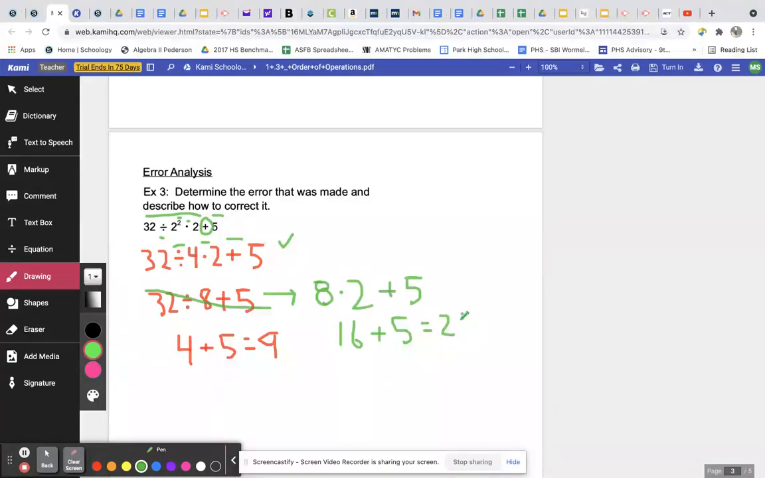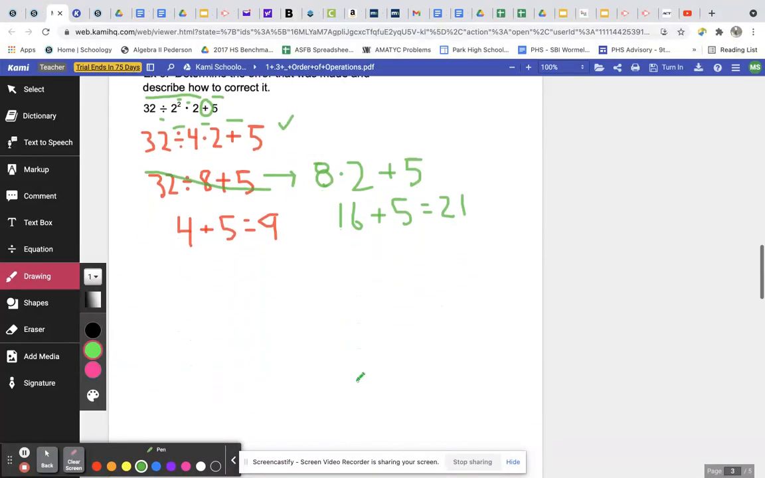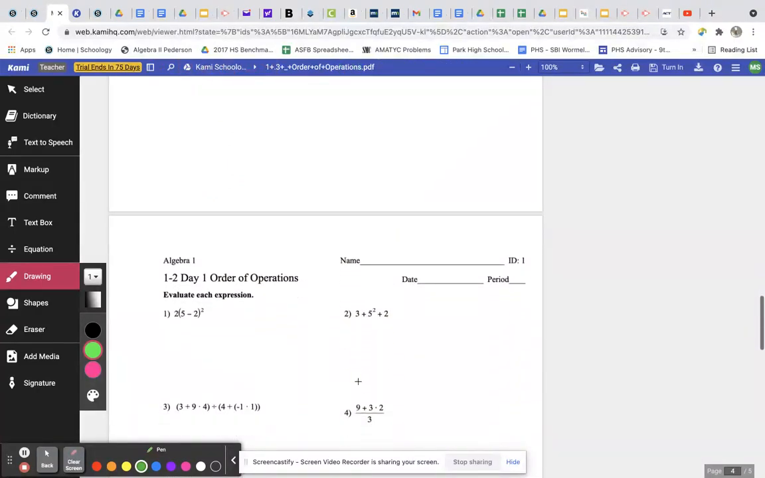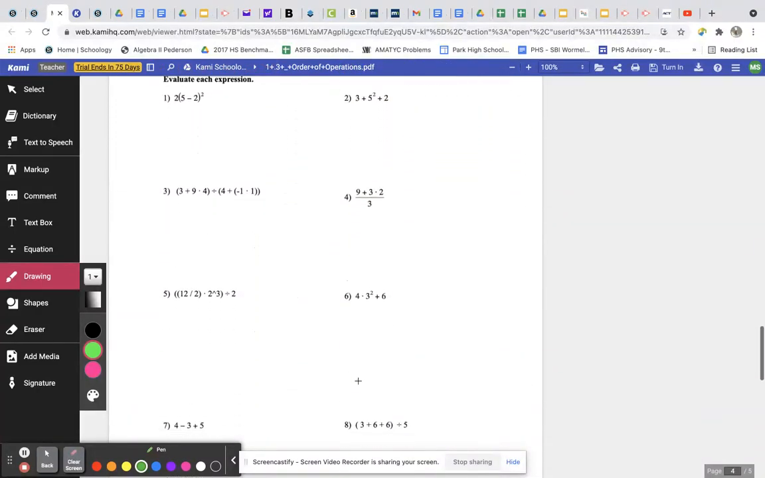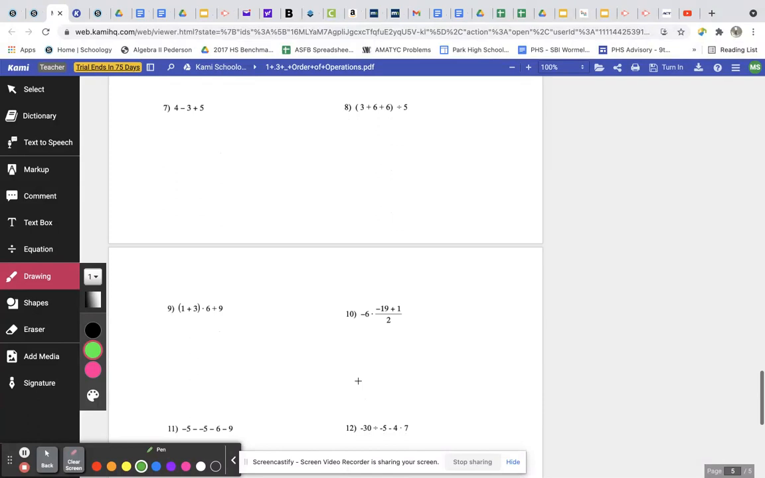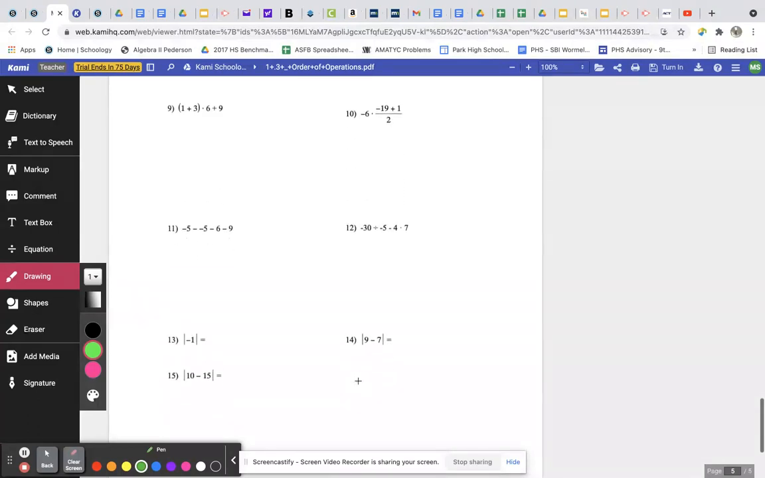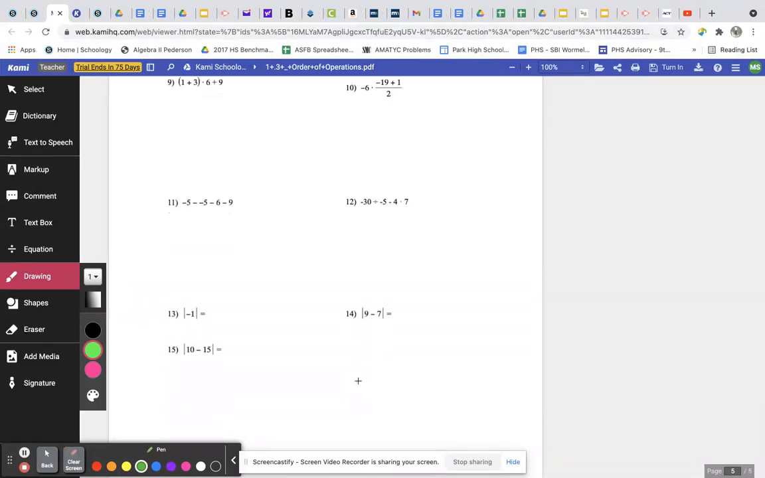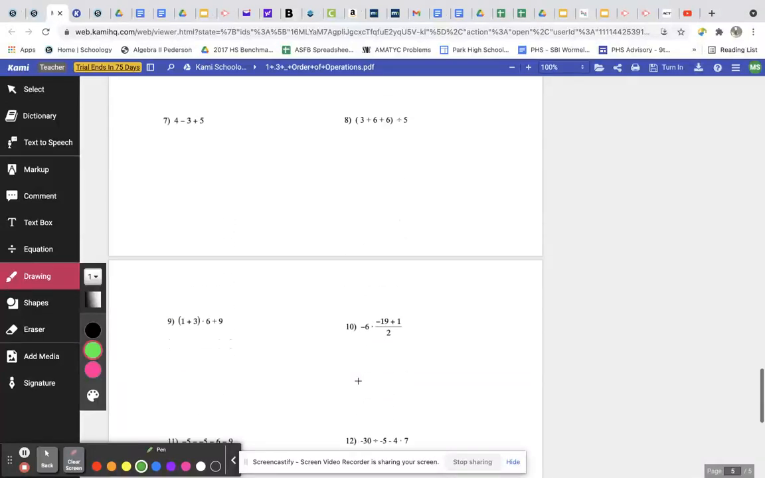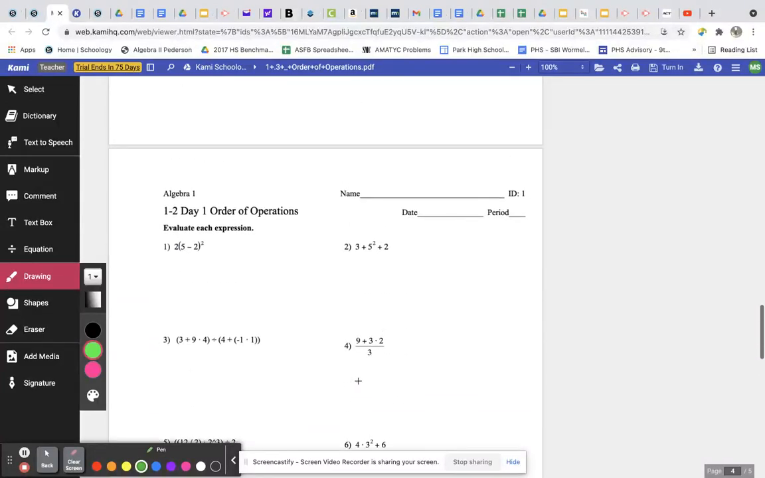Okay? Your assignment at the very end here is a set of order of operations problems and a few absolute values. So check those over, play around with those, okay? And when you feel like you have got that, submit that through Kami into Schoology, and you should be good.